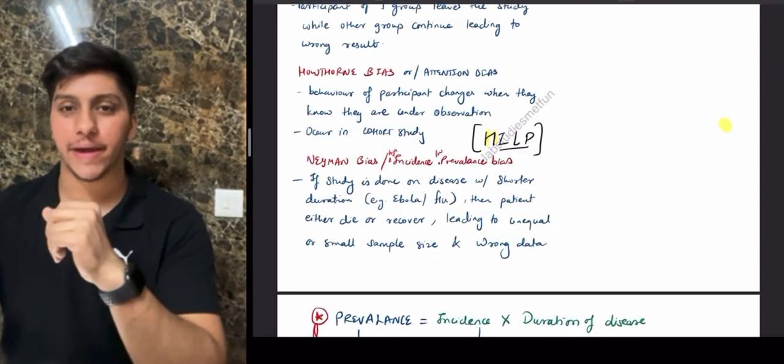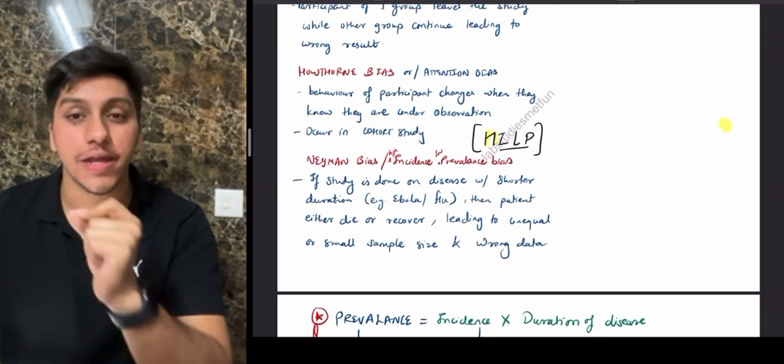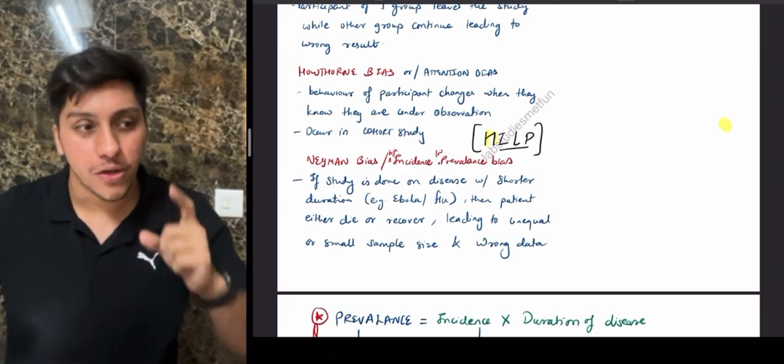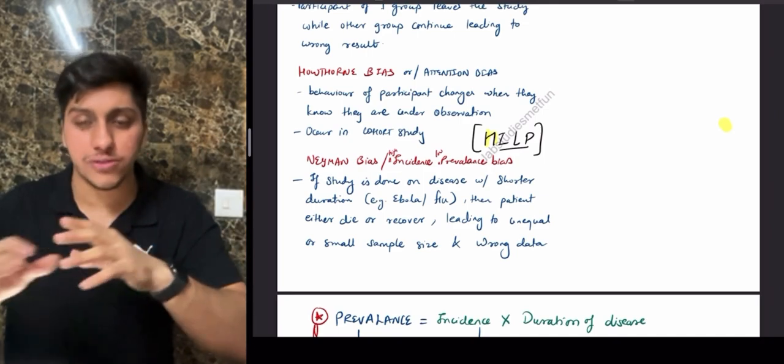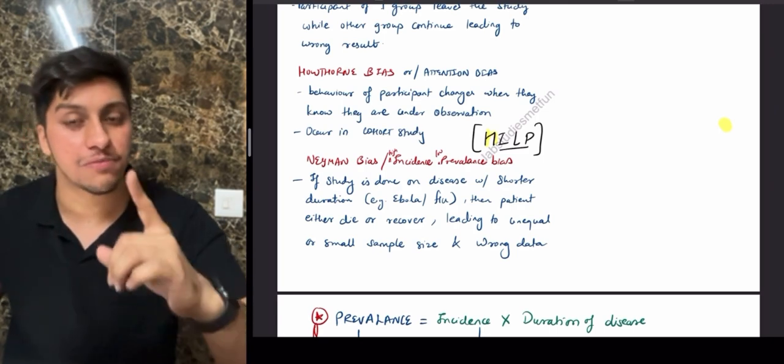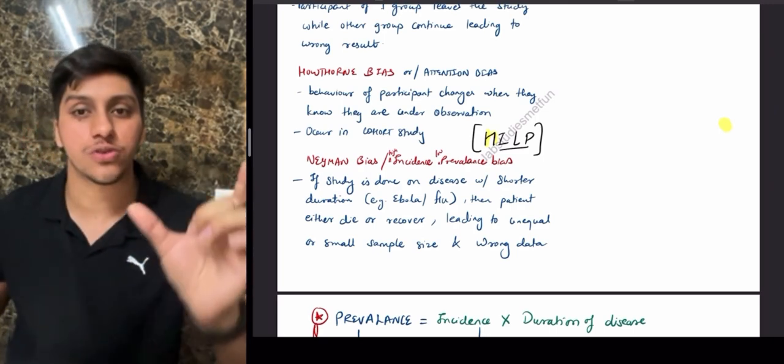So what is Neyman bias? Neyman bias is usually seen in cases in which there is very high mortality. Let's take an example of Ebola virus. When there is an outbreak of Ebola, there will be so many cases, but these people die very fast. So when there are many new cases, what is this called? This is known as incidence.